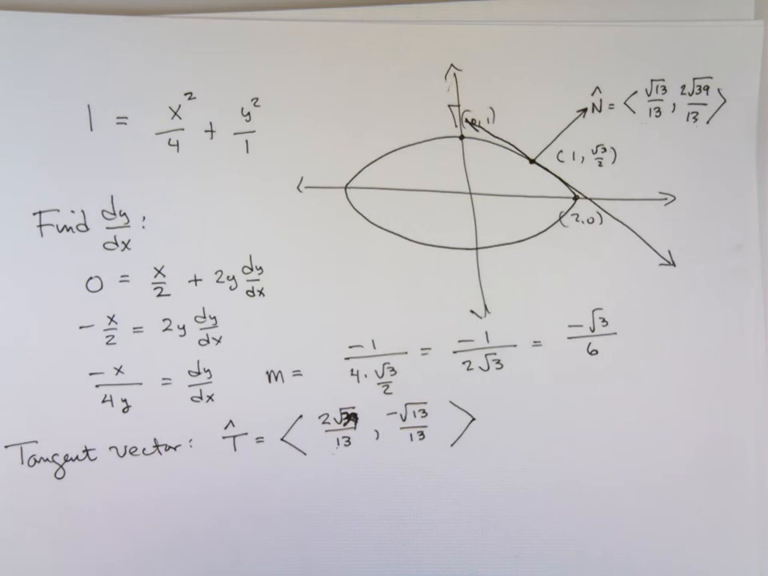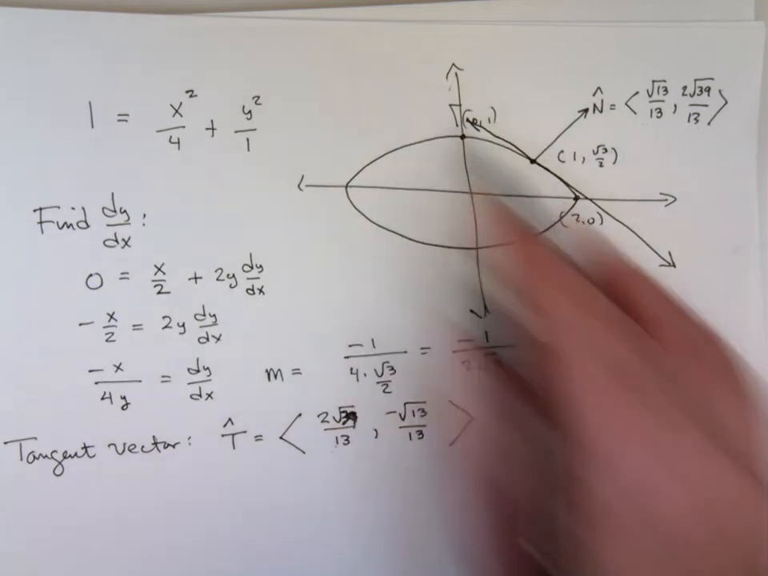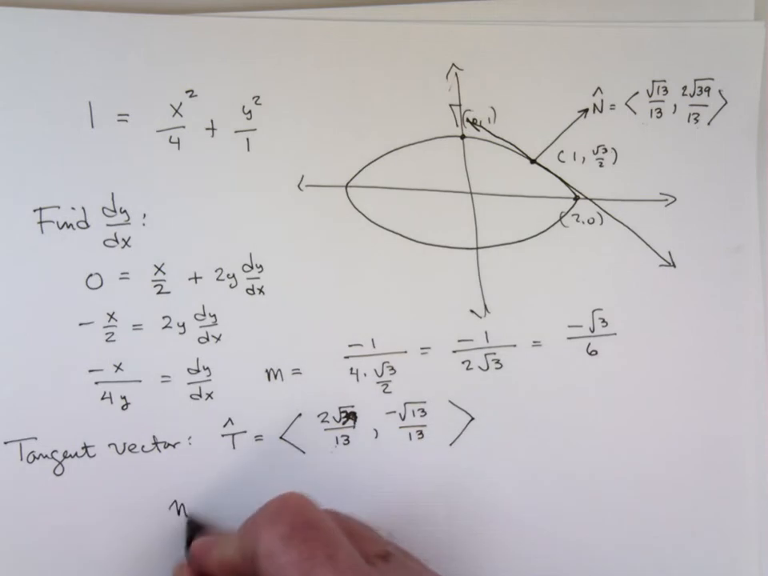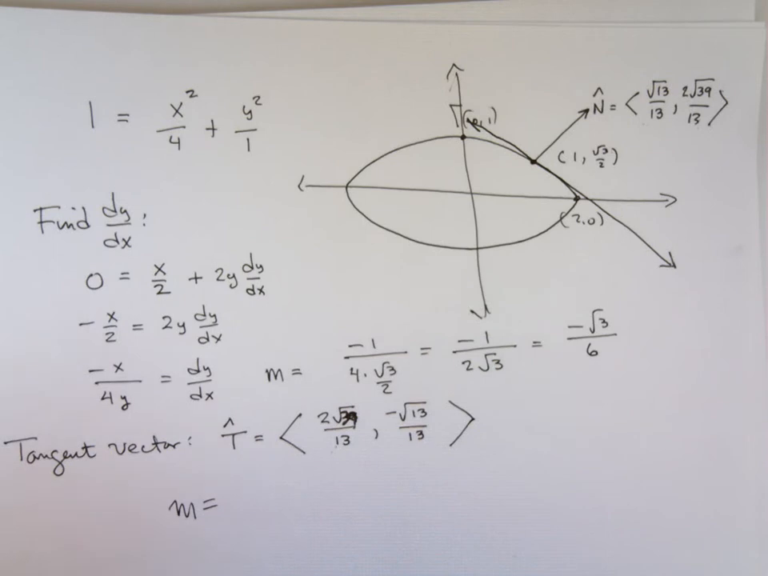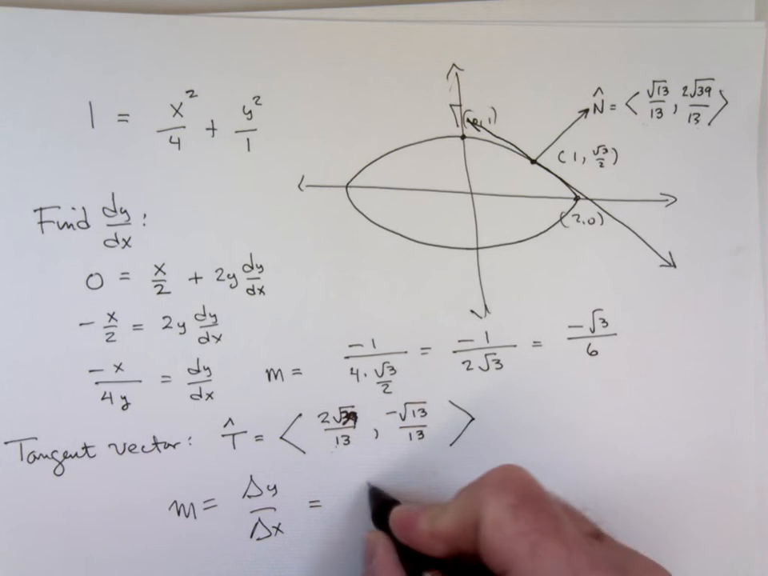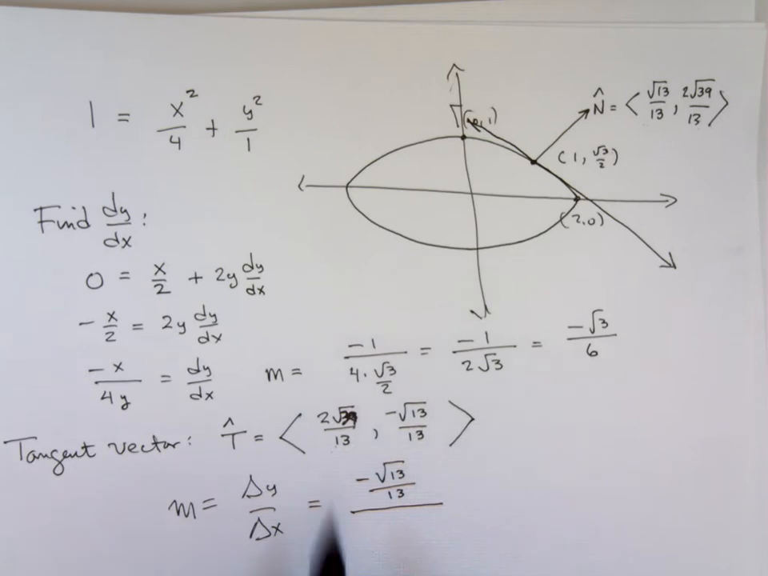So to find the slope of that tangent line, what do you do? You take the y over the x. That's all you have to do: take the y component over the x component, which will give you the slope, delta y over delta x. So, is that 2 square root of 39? Yes, it is.